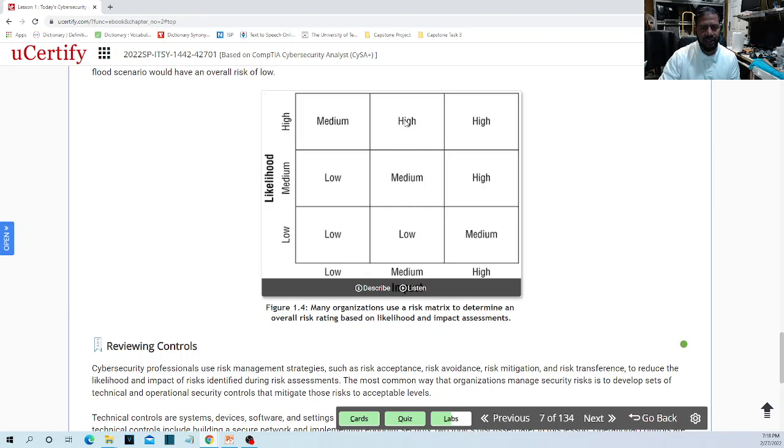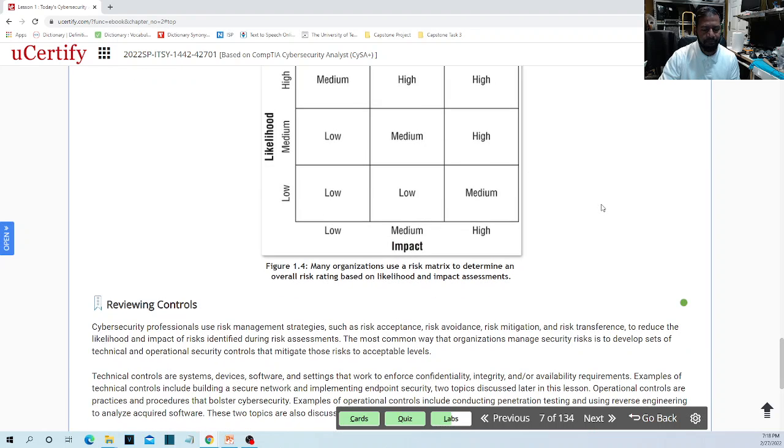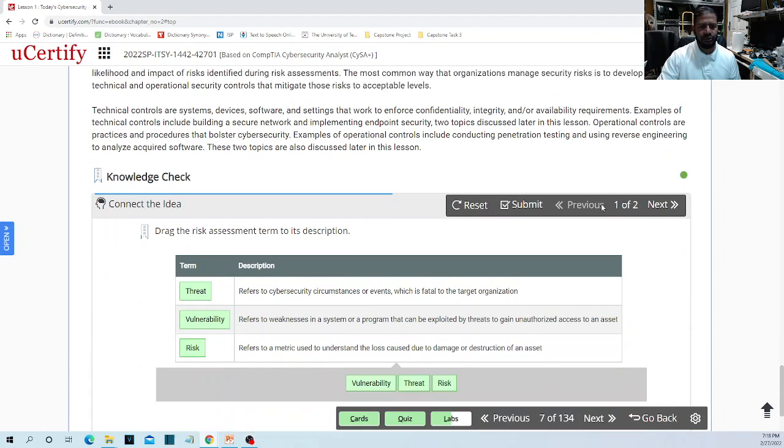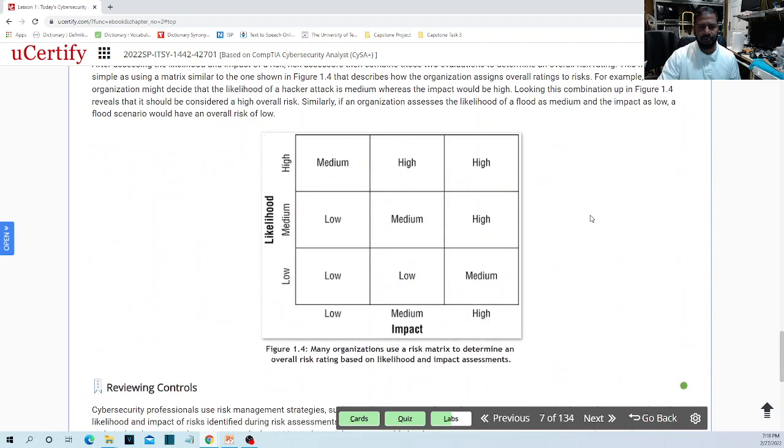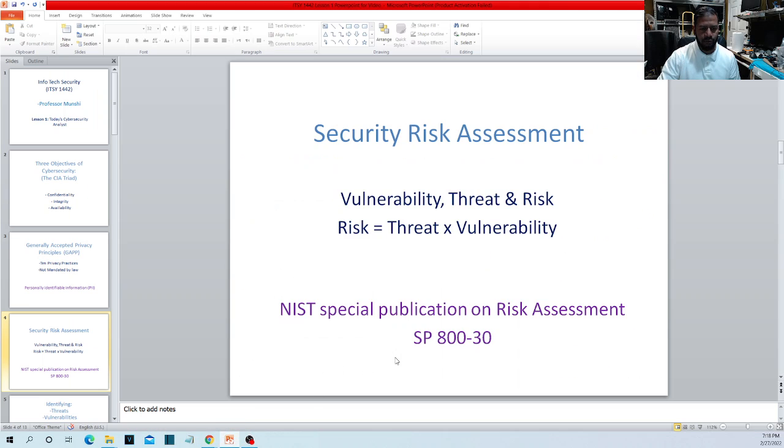Result is high. If your likelihood is high, that's right here, and your impact is also high, so this column right here intersects right here, high, your risk could be high. High and high, of course, high. So just a matrix to see likelihood and your impact of that risk. Okay, let's go to the next one.